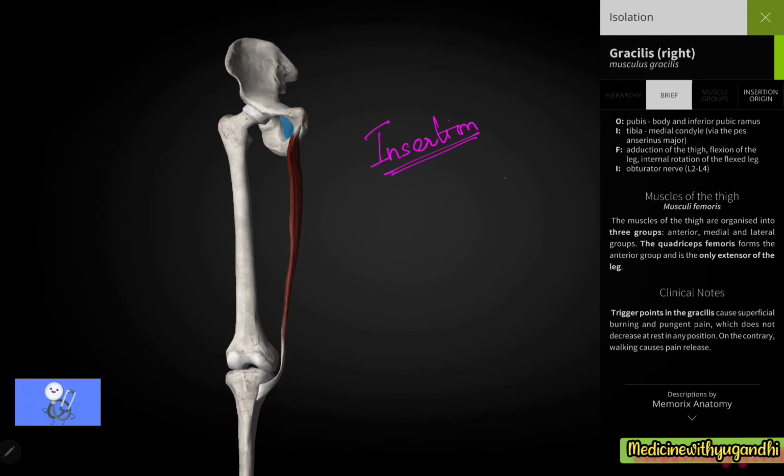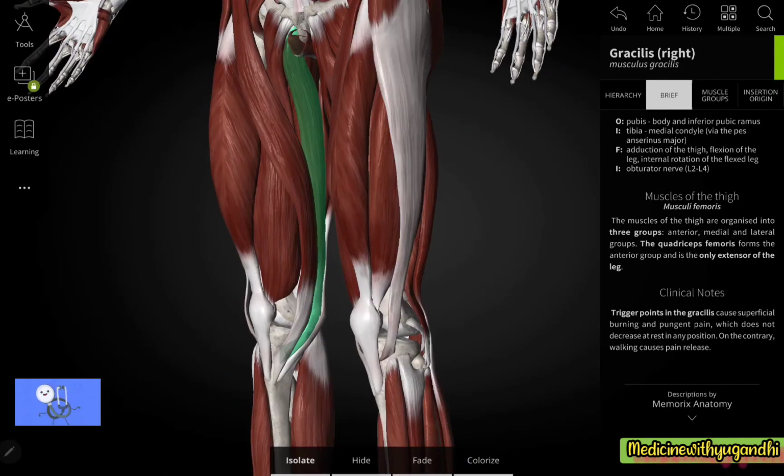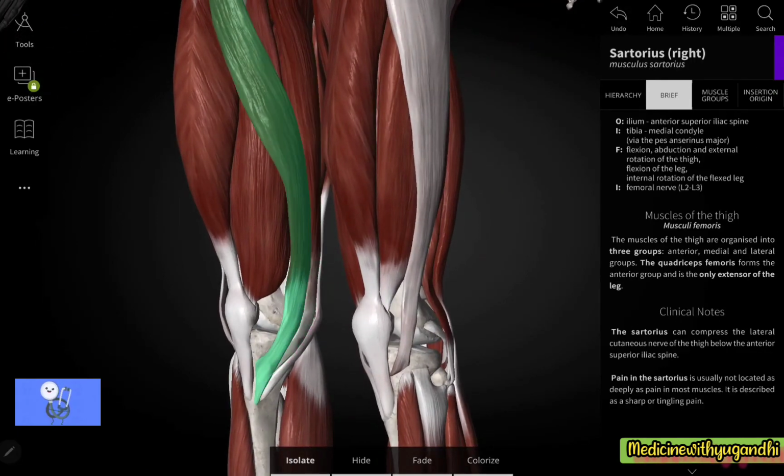So this is the lateral condyle and this is the medial condyle of the tibia. This gracilis muscle gets inserted into the medial surface of the tibia. So here you can clearly see its insertion. It gets inserted behind the sartorius. So this muscle is the sartorius muscle.